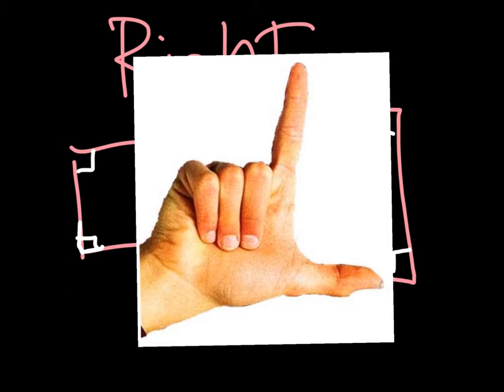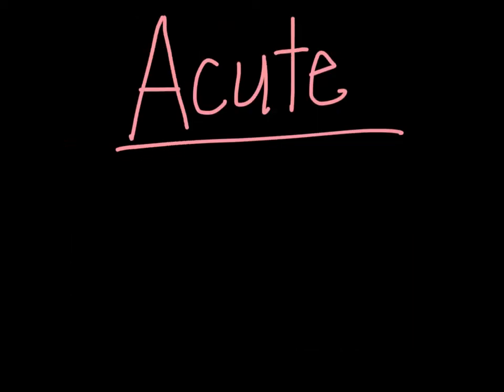The symbol with my hand just helps me remember that a right angle is going to make a perfect square. While my finger and my thumb aren't perfect, it gives me a good visual representation for what a right angle is going to be. Okay, so remember, loser, right angle. Go ahead and say that. Loser, right angle.